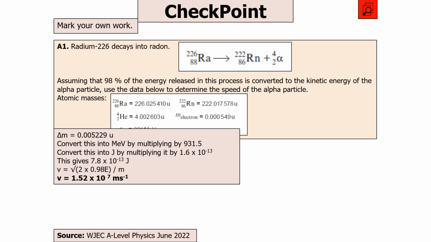So v therefore is going to be, well, E equals a half mv squared. So v is equal to the square root of 2 times 0.98 E, because it's 98% of the energy, divided by the mass. So therefore it's 1.52 times 10 to the 7 meters per second.